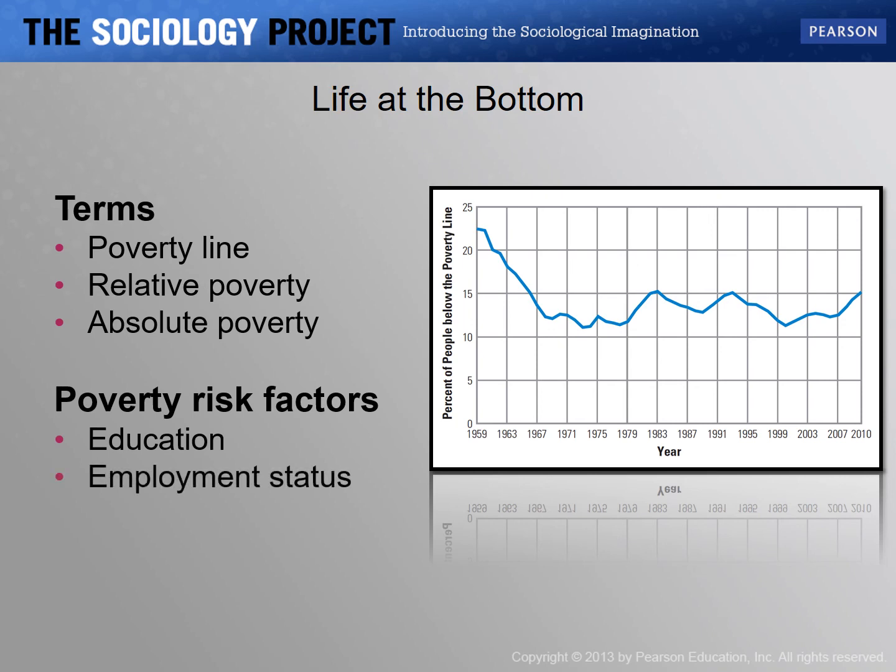Some of the risk factors in poverty include a lack of education, a lack of employment status, and even minority status. So if you're a person of color, you're more at risk to be poor than a person who's not Black or Hispanic. Lack of employment opportunities also puts you at risk, or for that matter, lack of education. And of course, the last one is age. Younger people and older people are more at risk to be poor than people who are middle-aged. And of course, family structures.